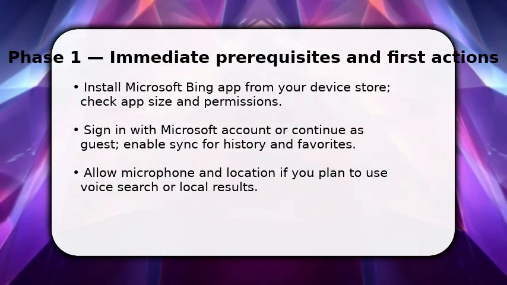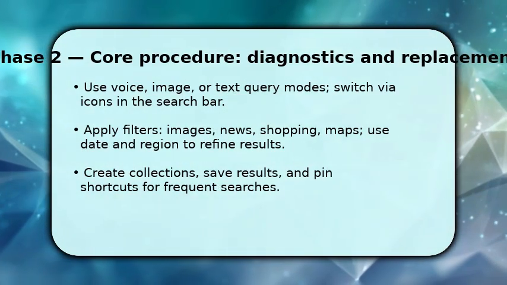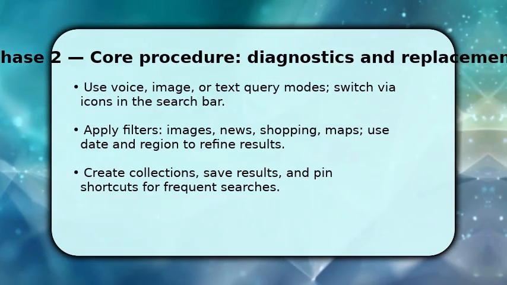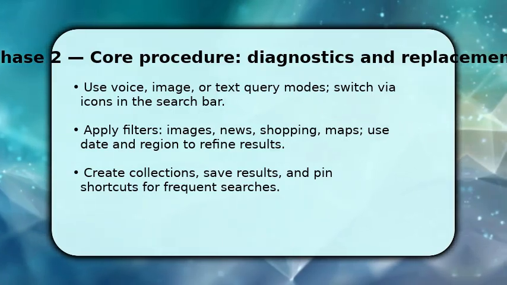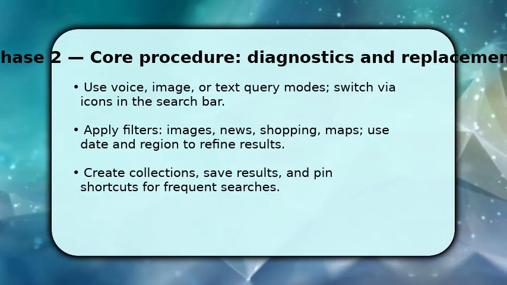Once done with initial setup, explore the 3 query modes: text, voice, and image, by tapping their icons. Voice is faster for hands-free tasks, while image search finds objects instantly. Make sure to use filters like date, region, or type to narrow results and reduce noise.